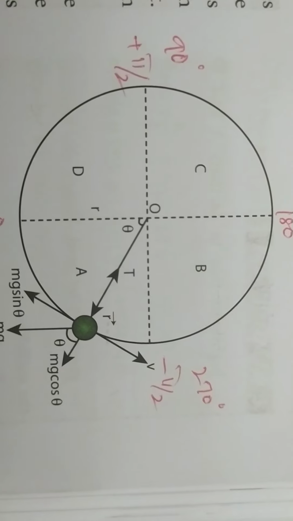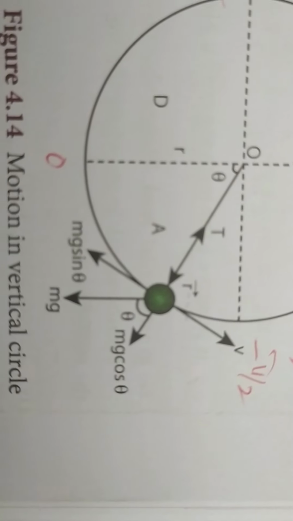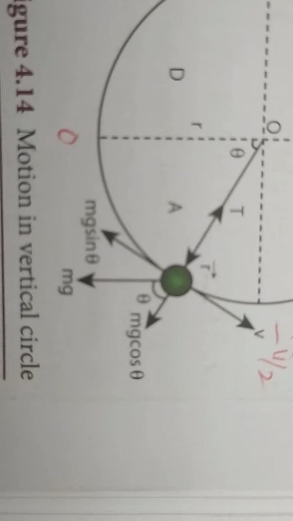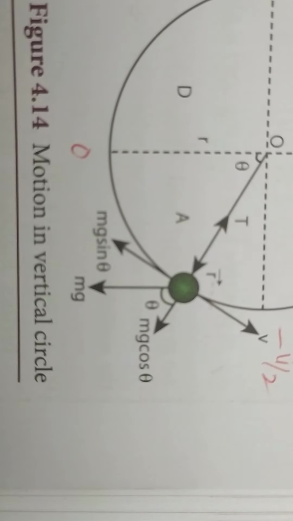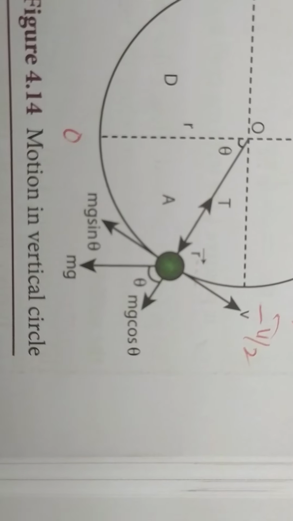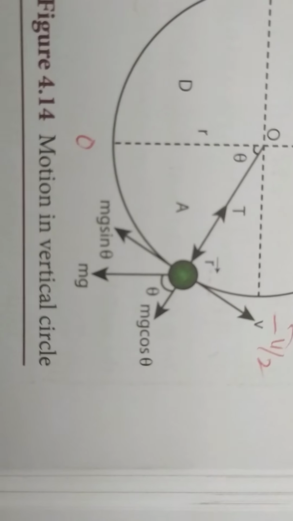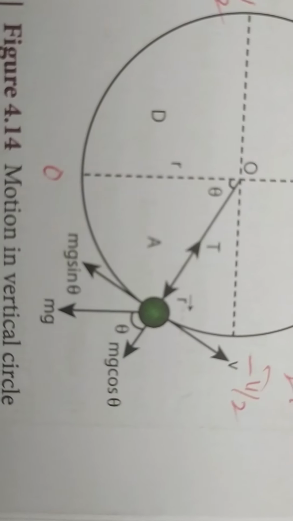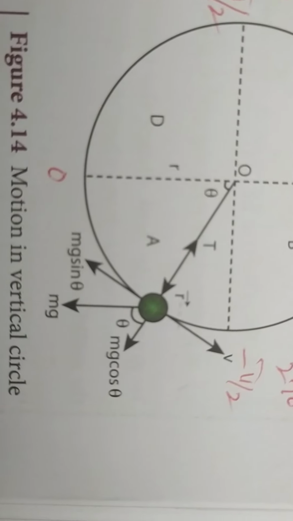When you see this diagram, the object is moving in a circle, but it is a vertical circle, and the object has a vertical downward acceleration, that is the weight mg acting vertically downwards. At the particular position shown here, mg is resolved into two components, mg sin theta and mg cos theta. mg sin theta is opposite to the velocity, which is drawn along the tangent, and there is tension in the string. Usually when you tie a stone and give it a circular motion, there will be tension in the string. Similarly here also there is tension, and r vector is the position vector.